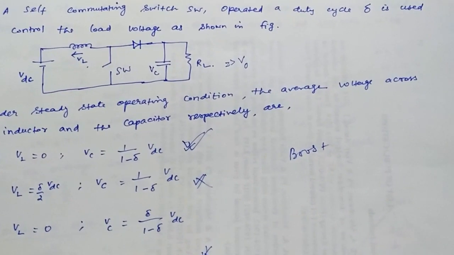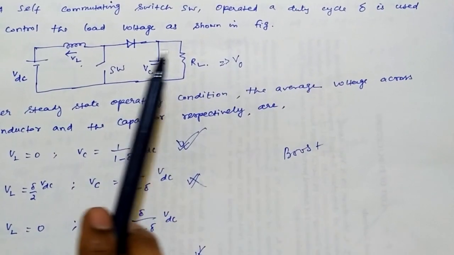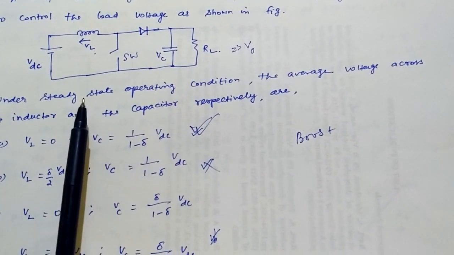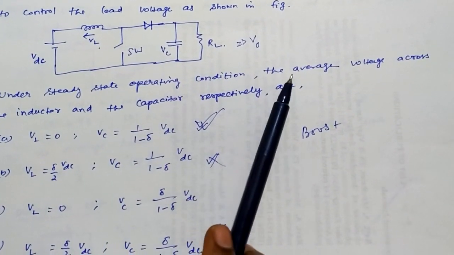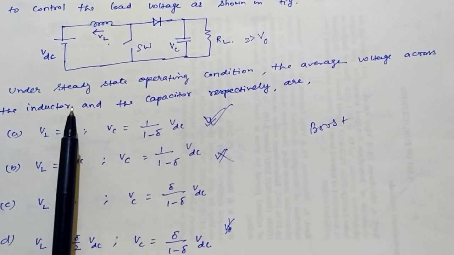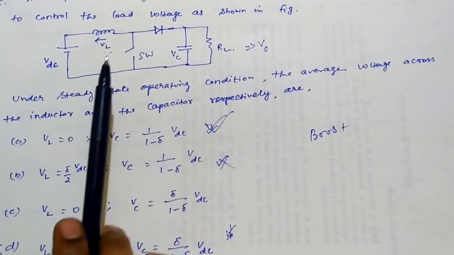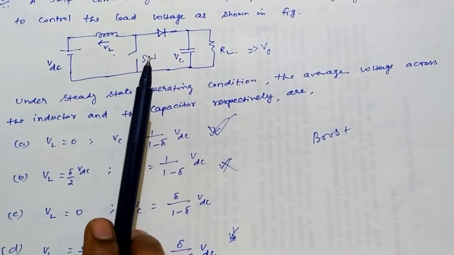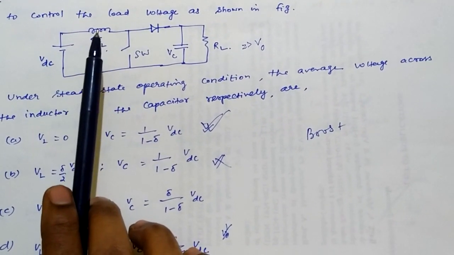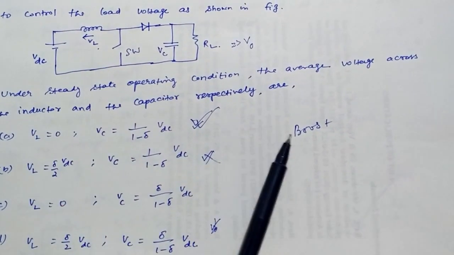A self-commutating switch is operated with a duty cycle delta and is used to control the load voltage as shown in the figure. At a steady state operating condition, the average voltages across the inductor and the capacitor are? So from the circuit arrangement, we can conclude that it is a boost converter, since a voltage source is series connected with the inductor. That is the logic to identify the boost converter. So it is a boost converter.